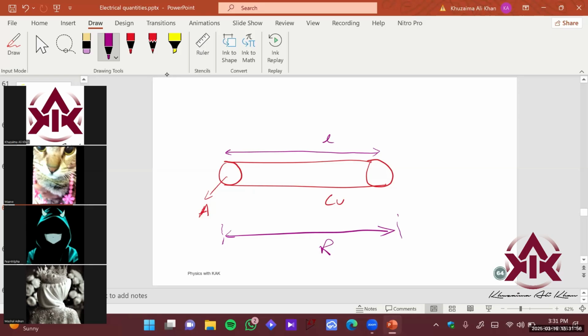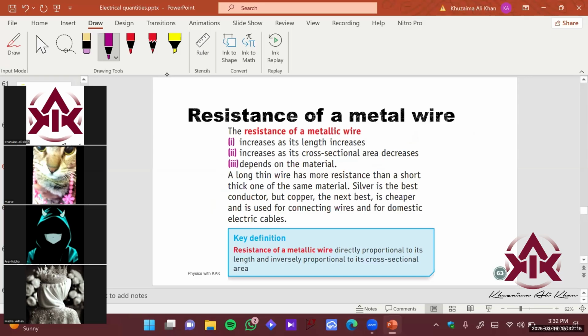So now I want to find some relations which link R and cross-sectional area. How does resistance change depending upon area? I also need to figure out how my resistance changes depending upon the length of the conductor. So let's see what happens over here.